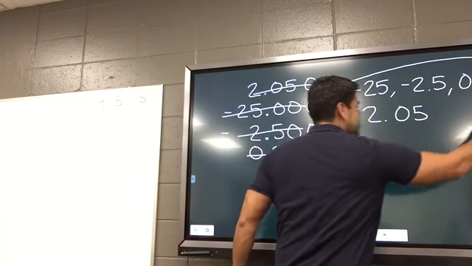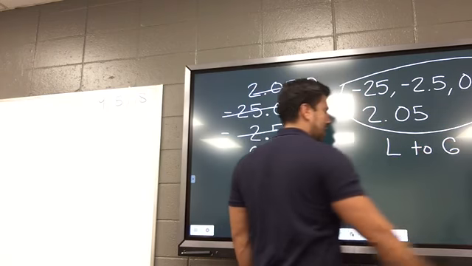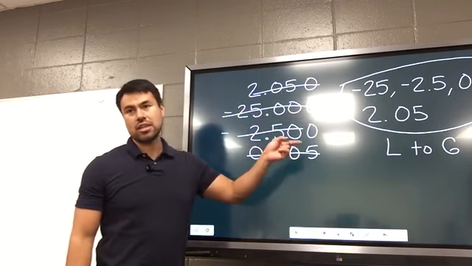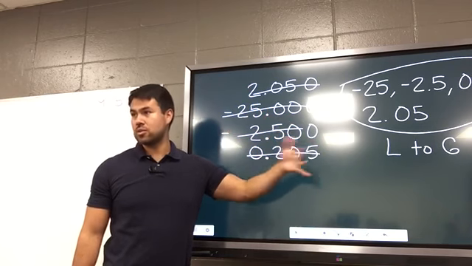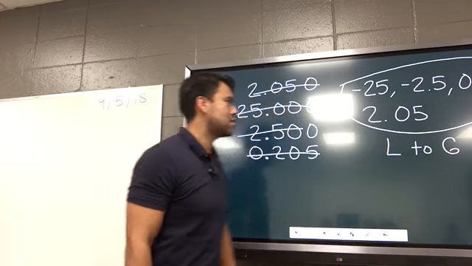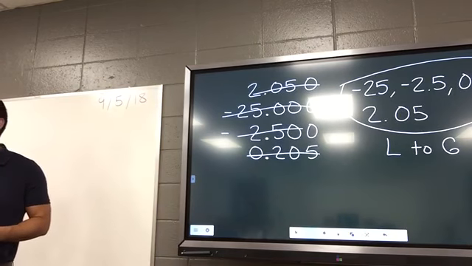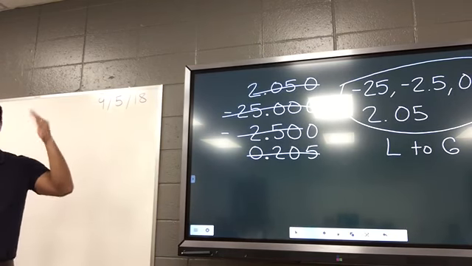This is my answer, least to greatest. On your papers, I'm going to say L to G. Like if I correct you, L to G means you didn't do least to greatest, or you need to do least to greatest, but least to greatest to kind of make it simplified. Okay, you guys good on that? It's not too bad, right? I like decimals and comparing them because you just go decimal place value.